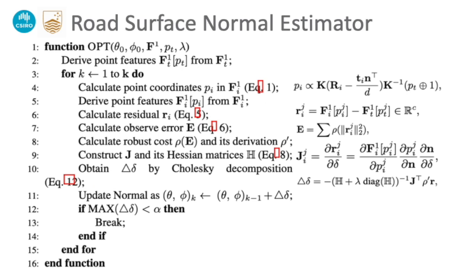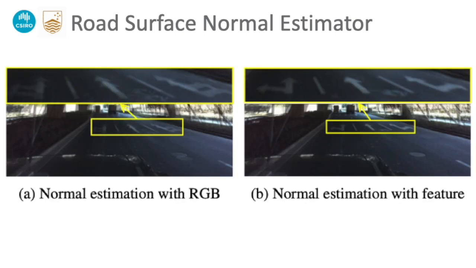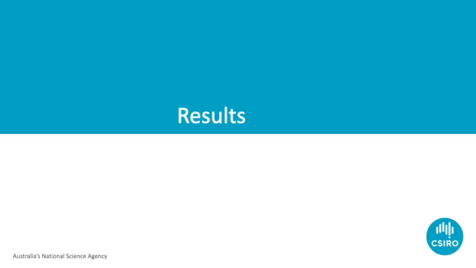The optimization of the estimated road surface normal occurs iteratively through the following steps. Calculate point coordinates using homography. Derive point feature from the first-level feature map. Calculate residual, observe error and robust cost. Construct Jacobian and Hessian matrices. Obtain the updated normal by Cholesky decomposition. This instance showcases how the estimated road surface normal affects HomoFusion.